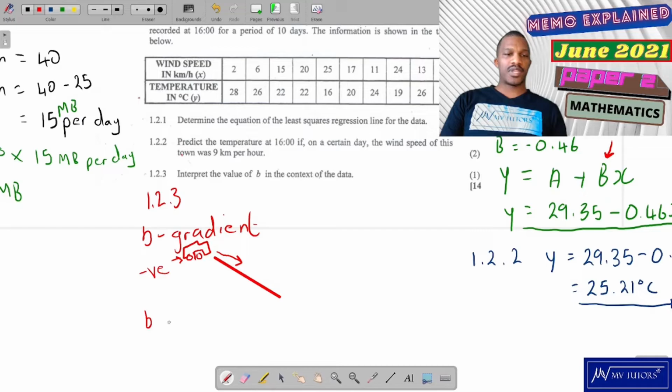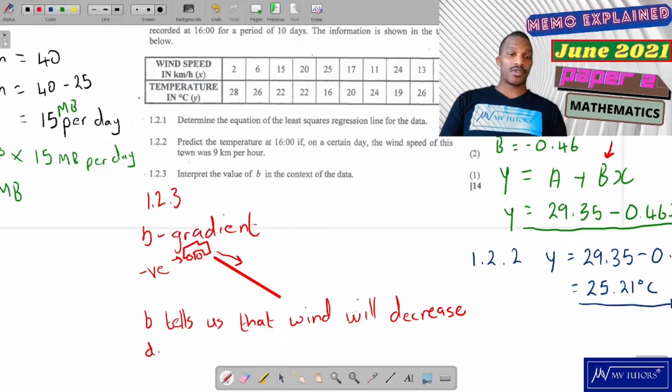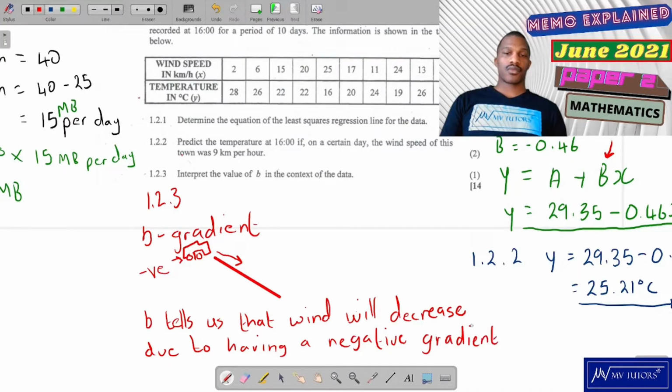So B tells us that wind speed will decrease, or wind speed decreases, due to having a negative gradient. Well, that's all for 1 mark. That's all you had to say.